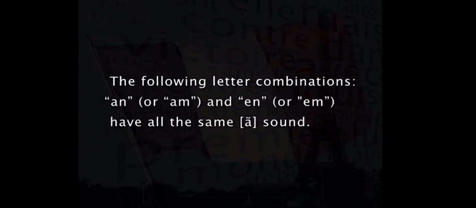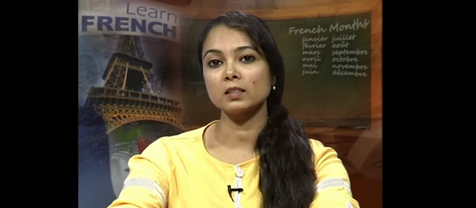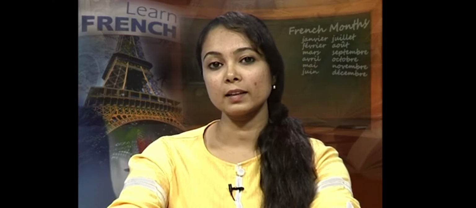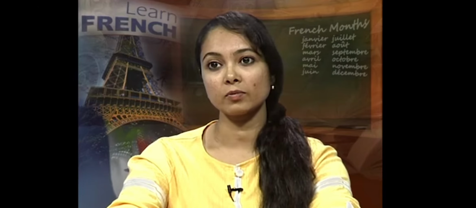Before moving on to the second nasal sound, let me summarize what we just learned. The letter combinations an or am and en or em have all the same sound. Most words that have the nasal sound are written with either an an or an en. Only when the letters b and p follow immediately after the nasal sound, the letter n changes to m. This change in writing does not affect the pronunciation. The pronunciation remains the same.